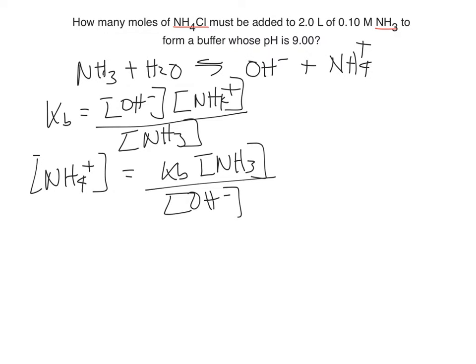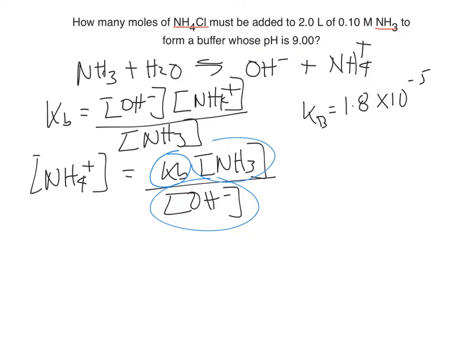And the value for Kb is going to be equal to 1.8 times 10 to the power of minus 5. That's Kb. So we need the value of Kb, we need the concentration of NH3, and we need the concentration of OH. So we have Kb, the concentration of NH3 is 0.1 molar, and we need the concentration of OH minus. So where can we find the concentration of OH?